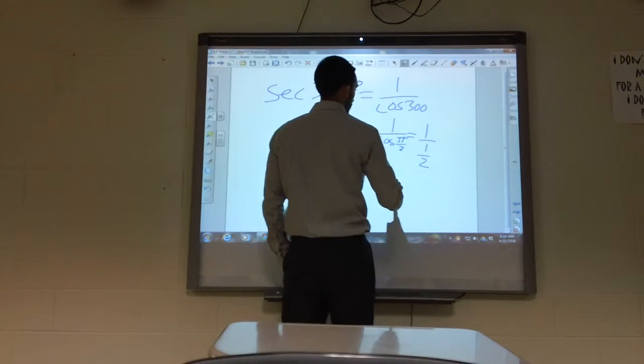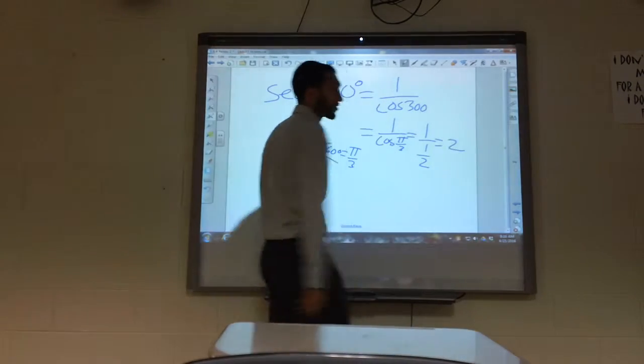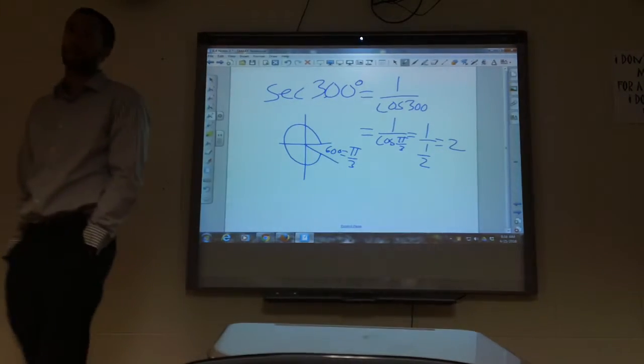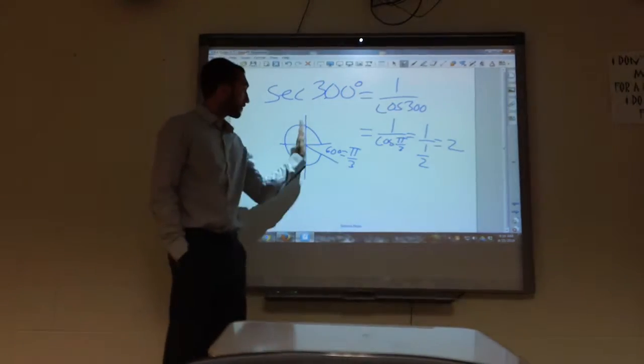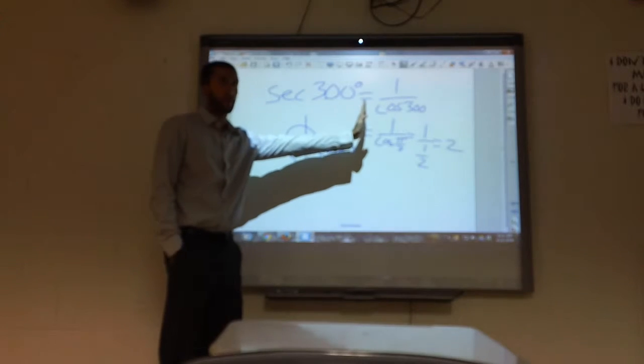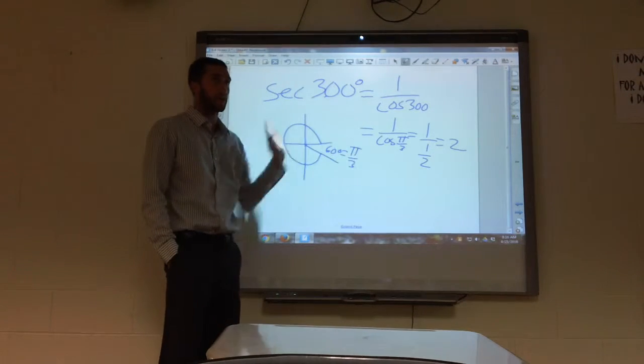And so our answer is 2. Is it positive or negative? Is cosine positive or negative in the fourth quadrant? Positive. My x values are positive because I'm on the right side of my y-axis. So it's a positive value.